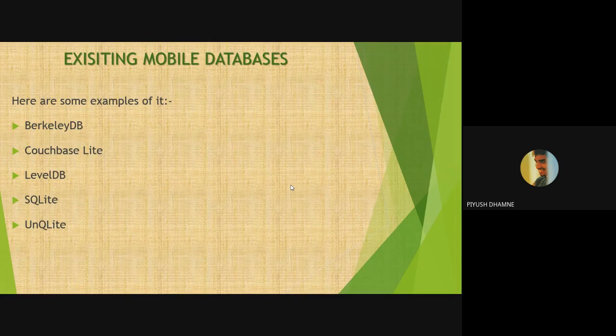Existing mobile databases. There are some examples of existing databases, that is Berkeley DB, Couchbase Lite, LevelDB, SQLite, UnQLite.